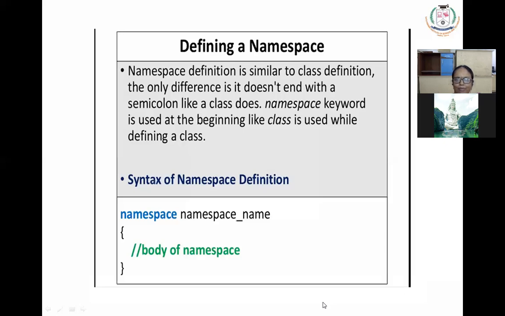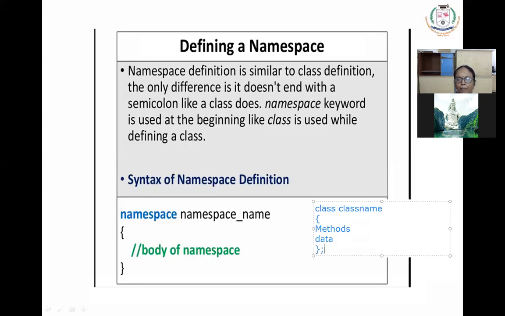Class, class name. Normally, what we will do: class, class name. I think I should not put it in capital. It contains methods and functions, as well as data. That is the body of the class. My class should end here.